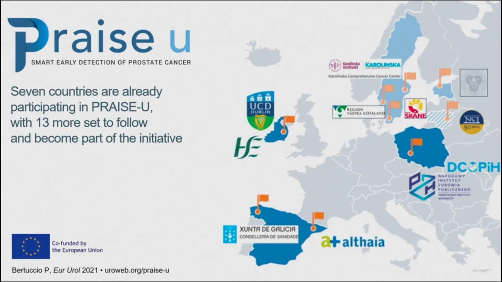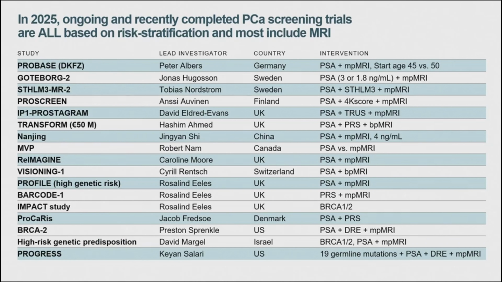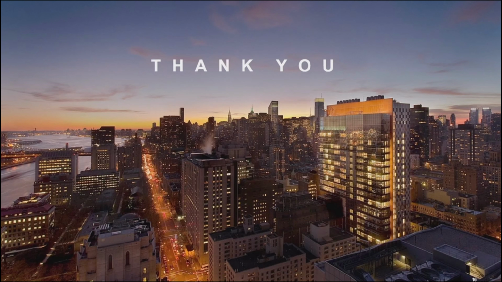So it's an interesting space to be in right now because we have moved from the trials into the evidence and implementing it into clinical practice. So more and more screening is happening in a more risk-stratified way. And if you look at it in 2025, all of the ongoing and recently completed trials on screening now include some type of risk stratification, and most of them include MRI. So this is really the modern way to screen. Thank you.